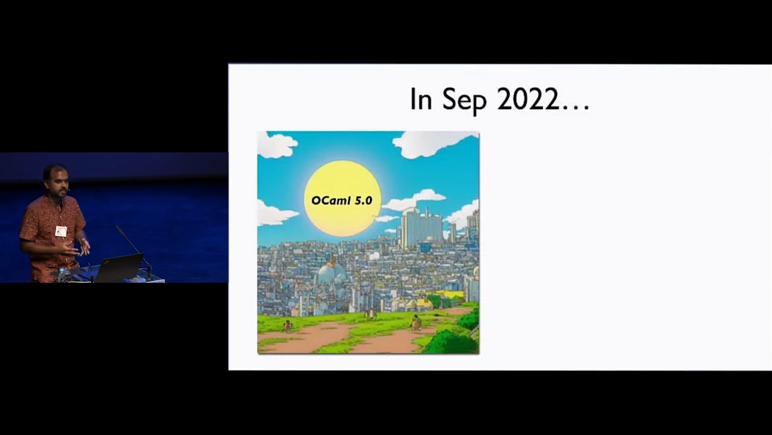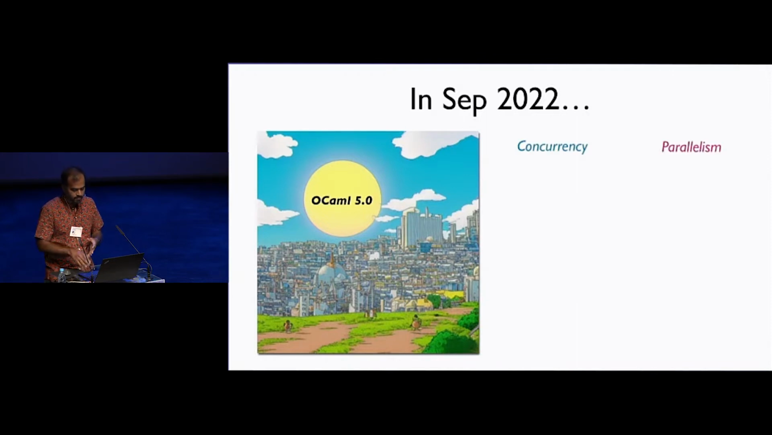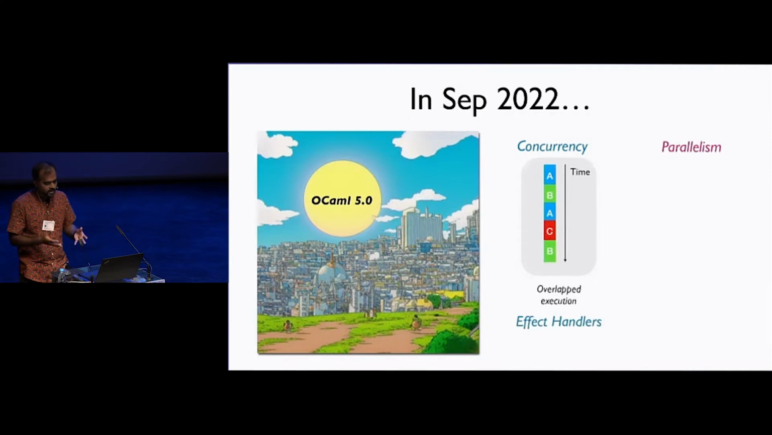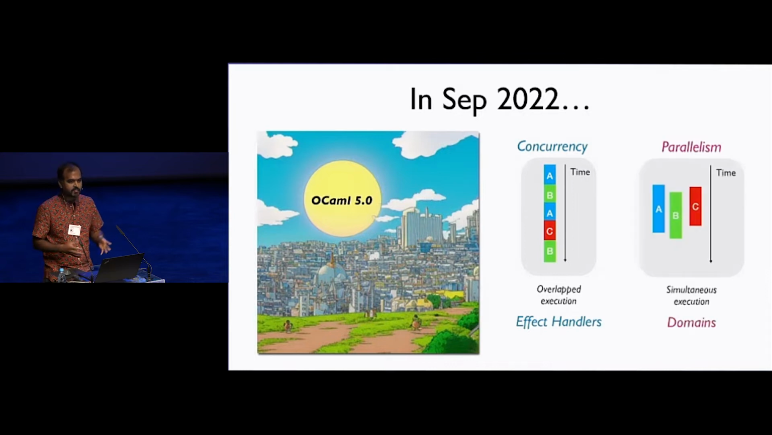So OCaml 5.0 is the next major release of the OCaml programming language. It brings in native support for concurrency and parallelism to OCaml. By concurrency, we mean overlapped execution of tasks in time. And we define parallelism as simultaneous execution of tasks overlapped in time. So we have this separation between concurrency and parallelism in OCaml 5, and we provide distinct mechanisms for expressing concurrency and parallelism. For concurrency, we express them through effect handlers, as Sam mentioned. And for parallelism, we have a primitive called domains.